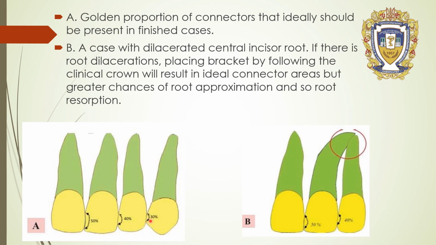Please pay attention. Scheme A. Golden proportion of connectors that ideally should be present in finished cases. And scheme B, a case with delacerated central incisor root. If there is root delaceration, placing bracket by following the clinical crown will result in ideal connector areas but greater chances of root approximation and so root resorption.